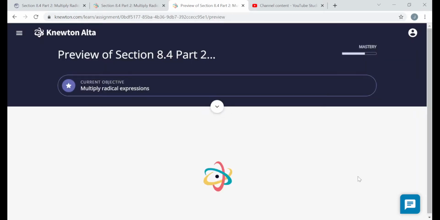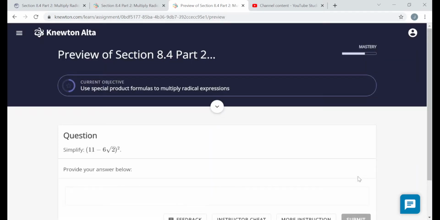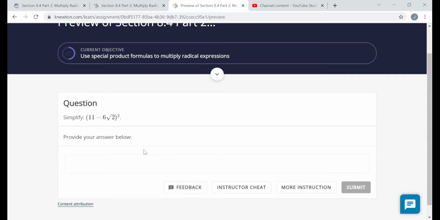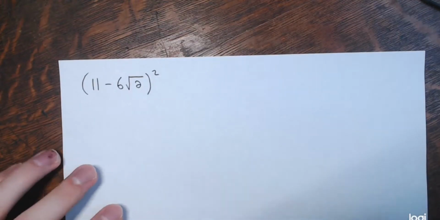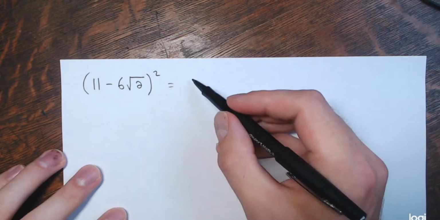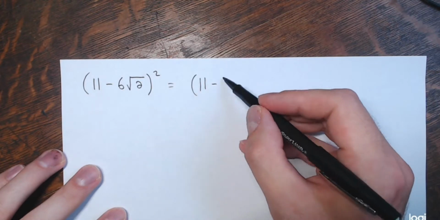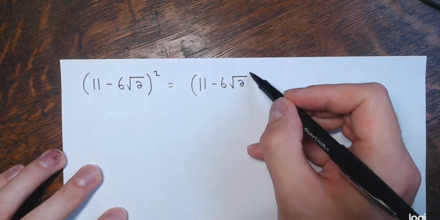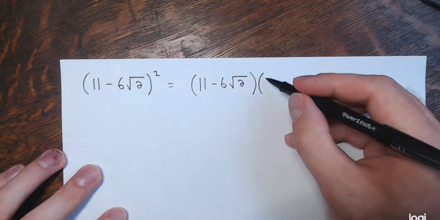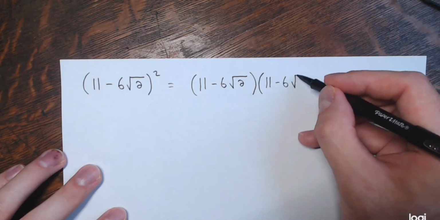Right, let's move on, and then the rest of it is just going to be multiplying these the way you would polynomials, right? Multiplying expressions with multiple terms. All right, so here we have 11 minus 6 times the square root of 2, right? That quantity being squared, being multiplied by itself. Alright, so like you've seen me do before, this just means take 11 minus 6 times the square root of 2 and multiply it by 11 minus 6 times the square root of 2 again.